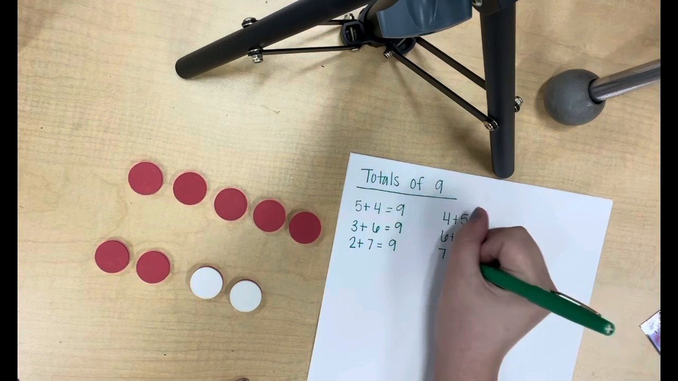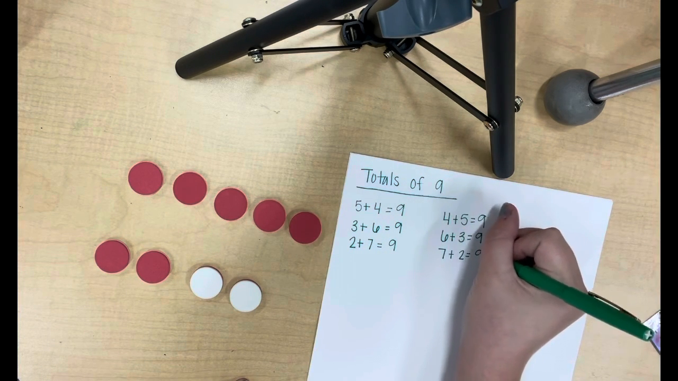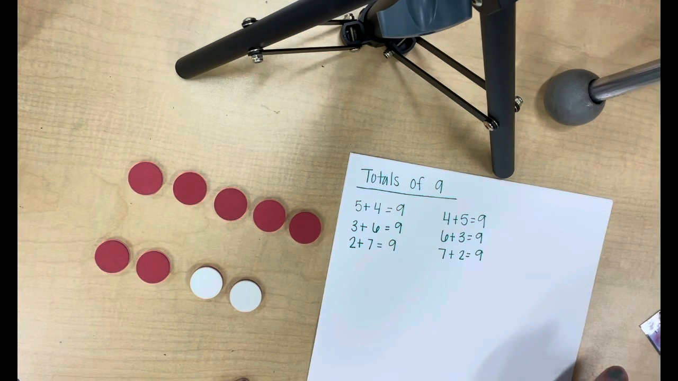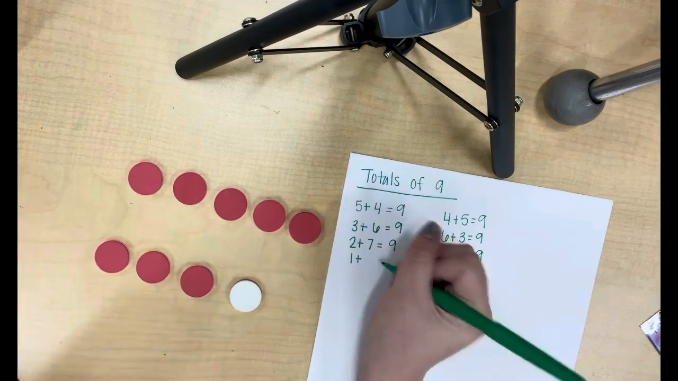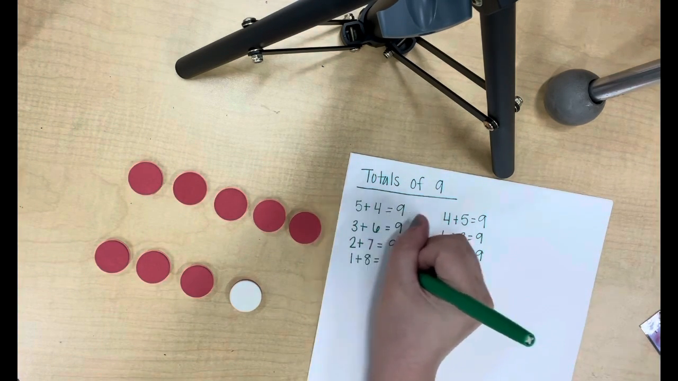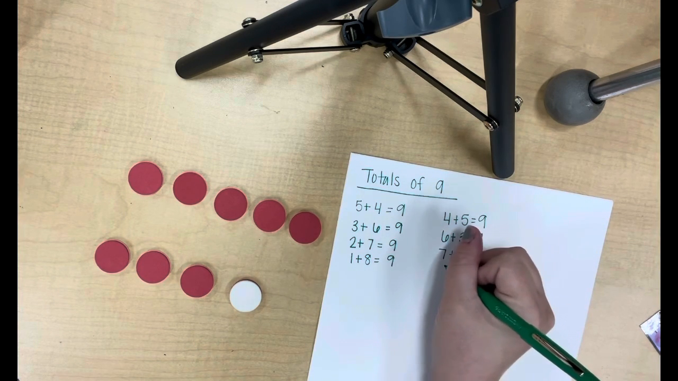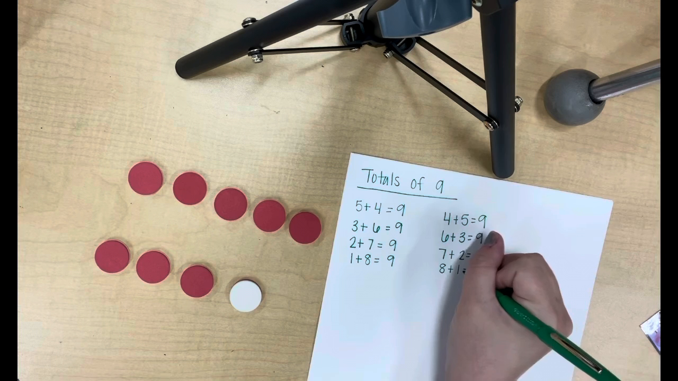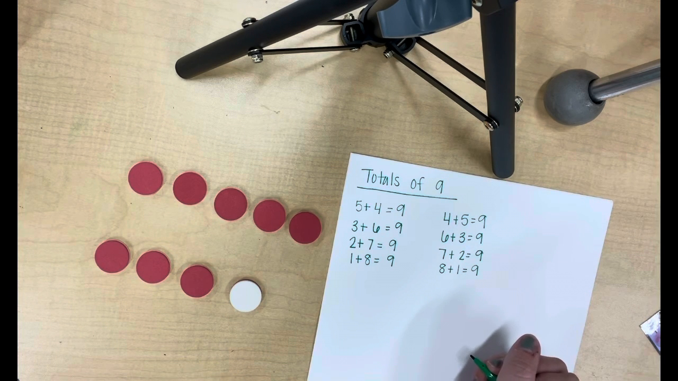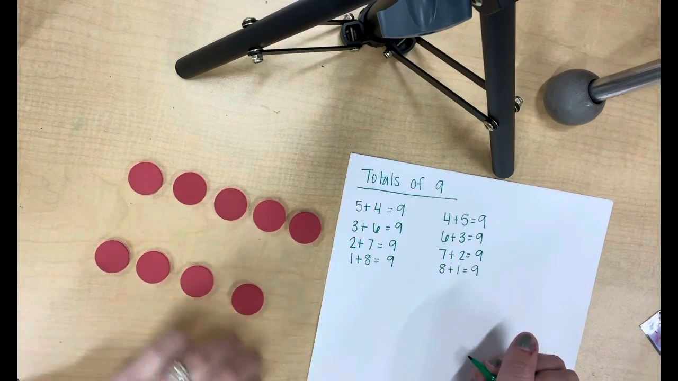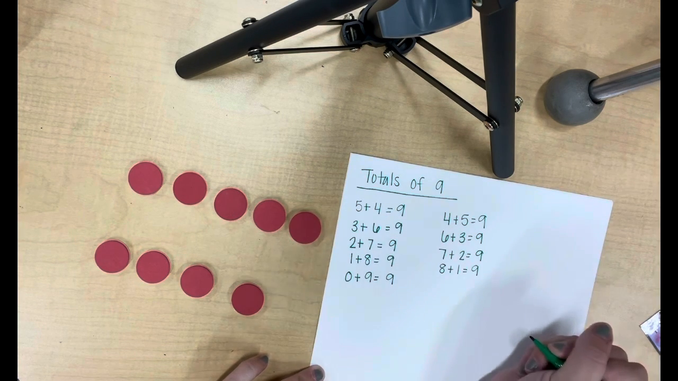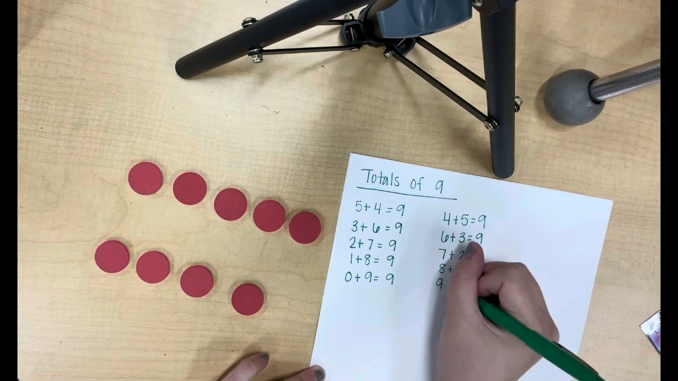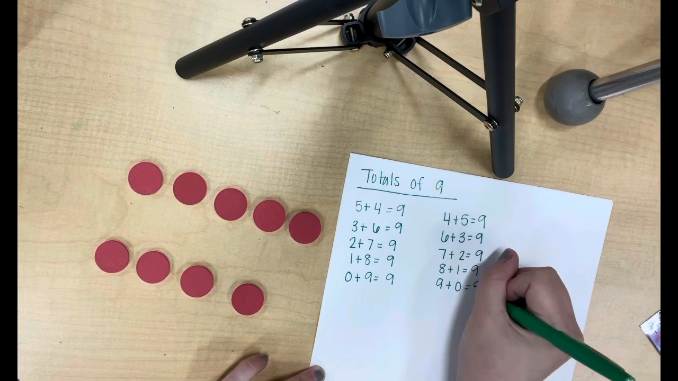Commutative property tells me I can also flip-flop that. Okay, I can also do 1 white counter. And how many red? 8, that's right. And commutative property tells me I can start with 8. And then there's 1 more. I can have no white, 9 red, for a total of 9. Commutative property tells me I can say 9 plus 0 is the same as 9.